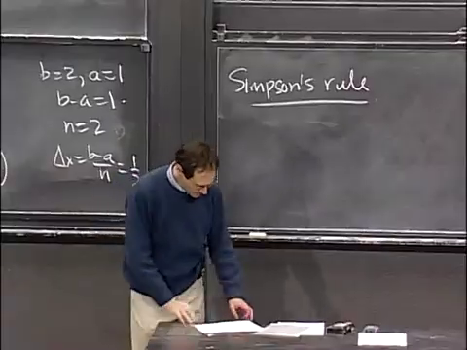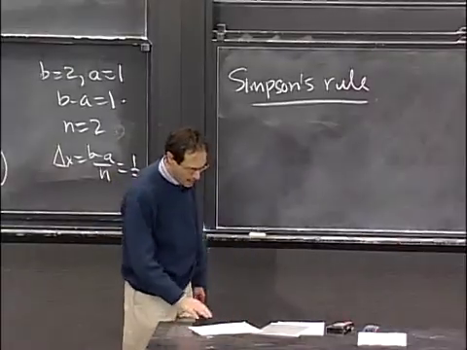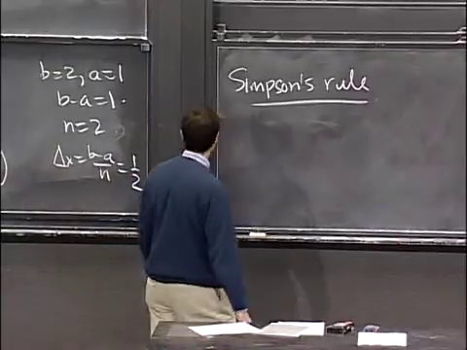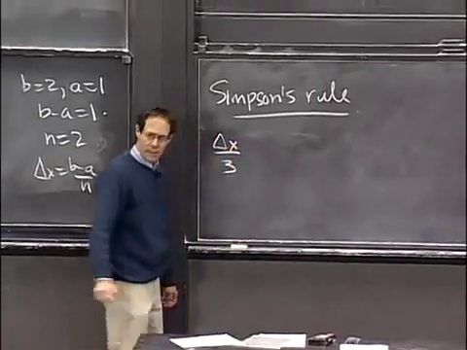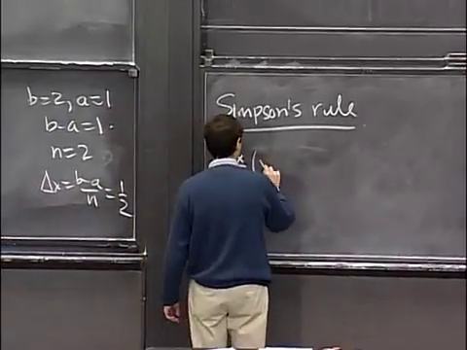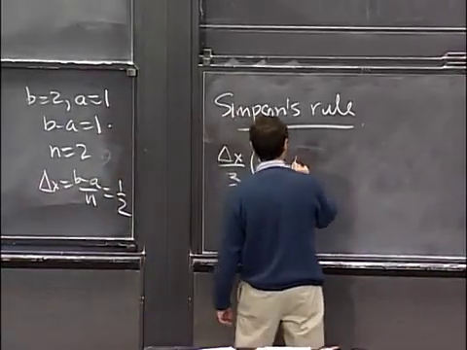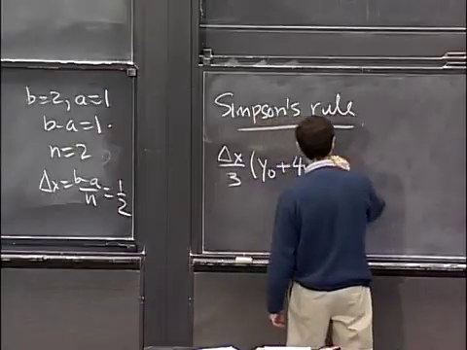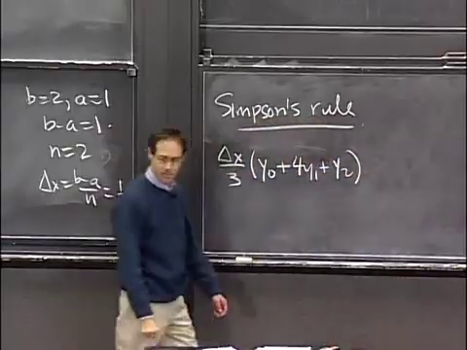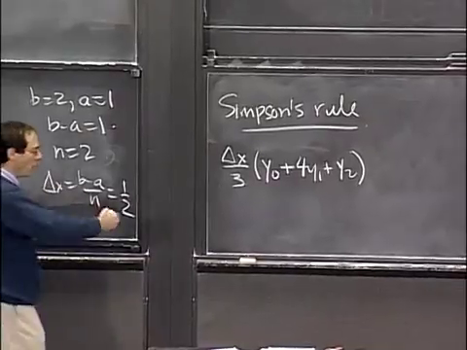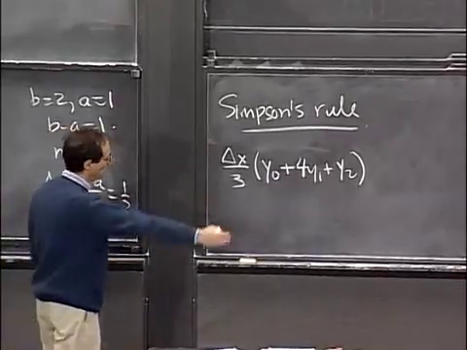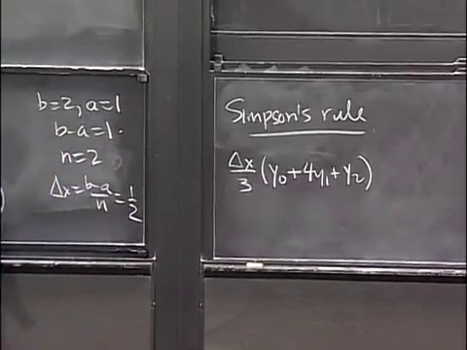And I claim that Simpson's rule is surprisingly accurate, in this case really even a little more than it deserves to be. The formula is delta x over 3 times y0 plus 4y1 plus y2. So the pattern is 1, 4, 1, or 1, 4, and then it alternates 2s and 4s until 4, 1 at the very end.